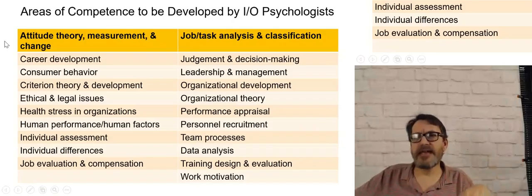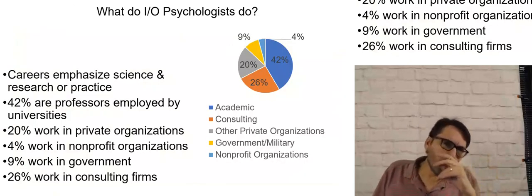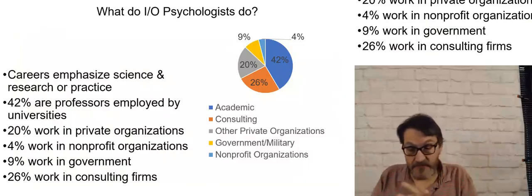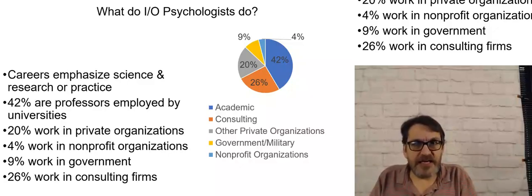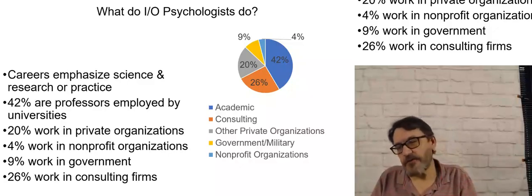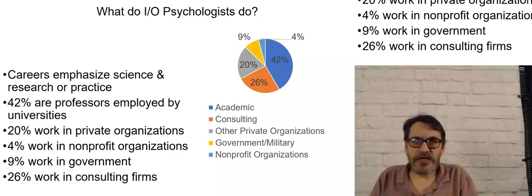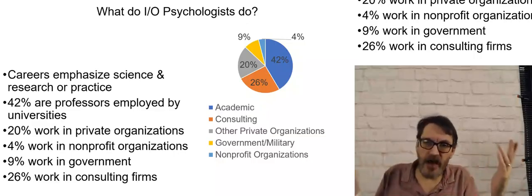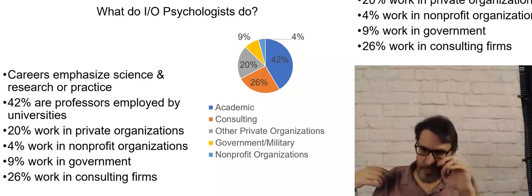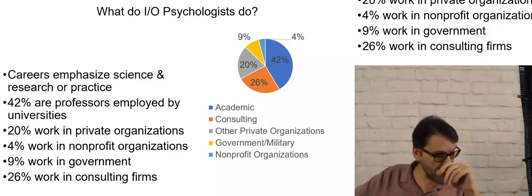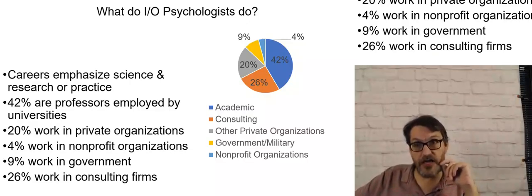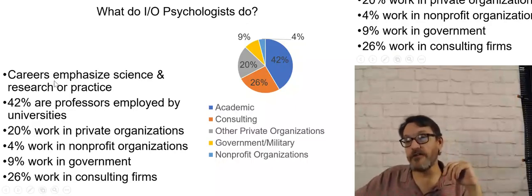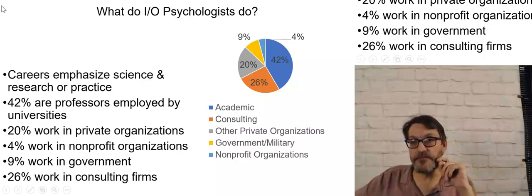So many competencies. IO psychologists emphasize both research and the practice. 42% of people with advanced degrees are professors employed by universities, and that would be the PhD level people, not the master's degree people. 20% work in private organizations, 4% nonprofit, 9% government, and a whole lot in consulting firms. Many of those that are professors in universities are also working in consulting firms, from my experience. So it's not one or the other. It's kind of both.